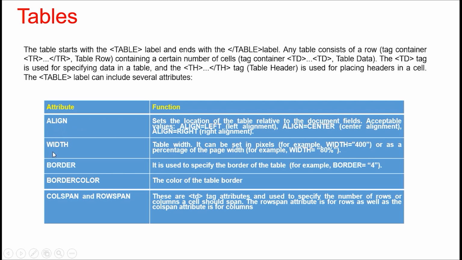Align sets the location, width sets the table width, border is used to specify the border of the table, border color is the color of the table border, colspan and rowspan are used to specify the number of rows or columns a cell should span.